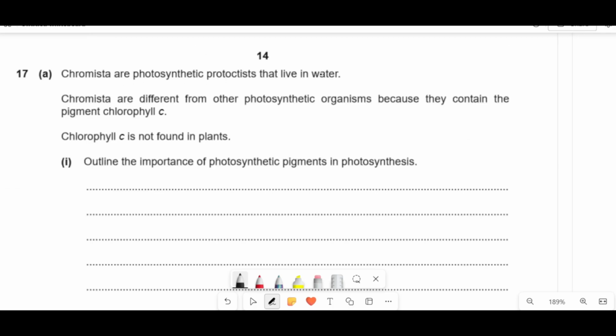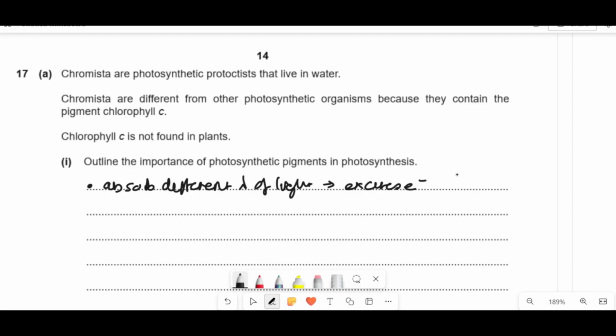Chromista are photosynthetic protoctists that live in water. Chromista are different from other photosynthetic organisms because they have chlorophyll C, which is not found in plants. Outline the importance of photosynthetic pigments in photosynthesis. So what you need to think is what the point of these pigments is, what their purposes are. What they do is absorb different wavelengths of light, which then excites electrons, and that's not enough. You need to say where it's going, what's happening.